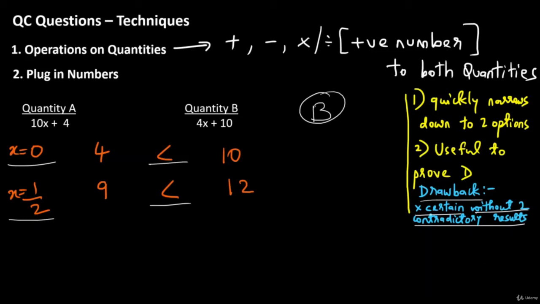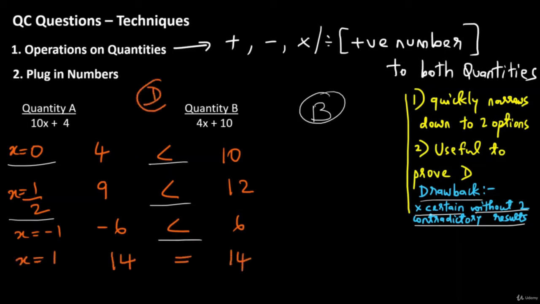What if I substitute x is equal to -1? I get -6 as quantity A and 6 as quantity B. Again, the relationship is less than, alright? But if I substitute x is equal to 1, what do I get? I get 10 plus 4, which is 14, and over here I have 4 plus 10, which is 14. In this case, the relationship is different, right? Therefore, the correct answer to this question is option D. It is not option B. That's why we need to be careful when using plugging in numbers.